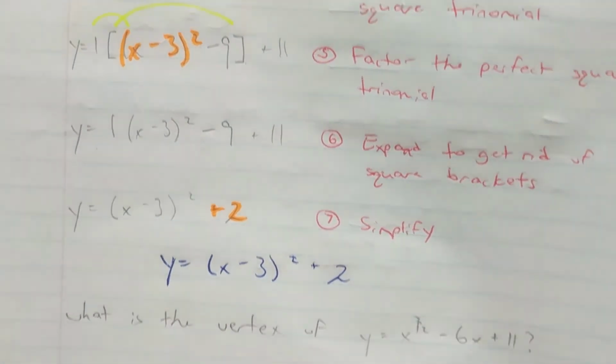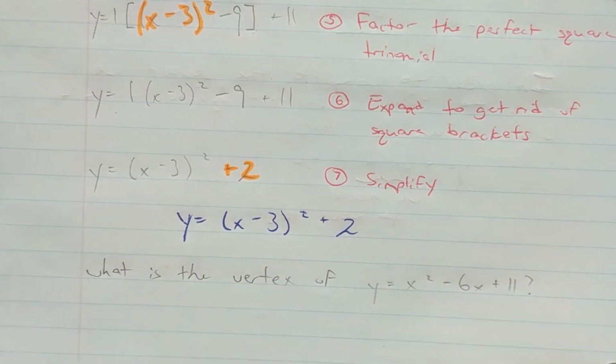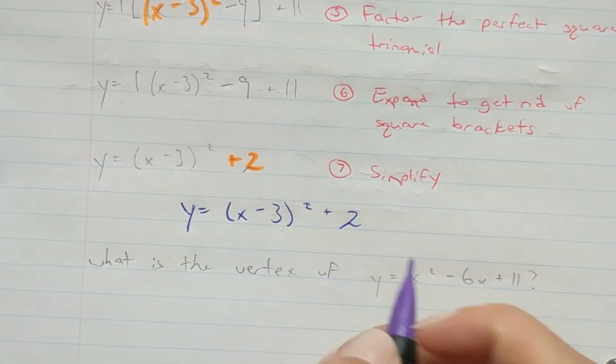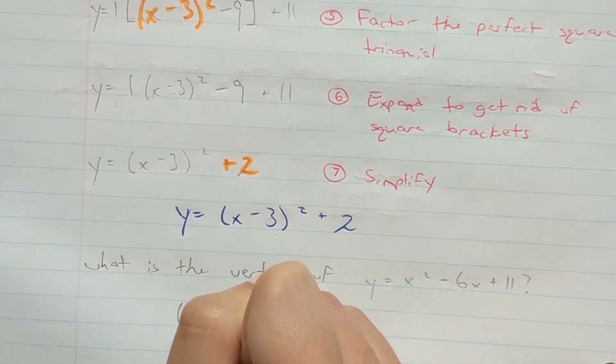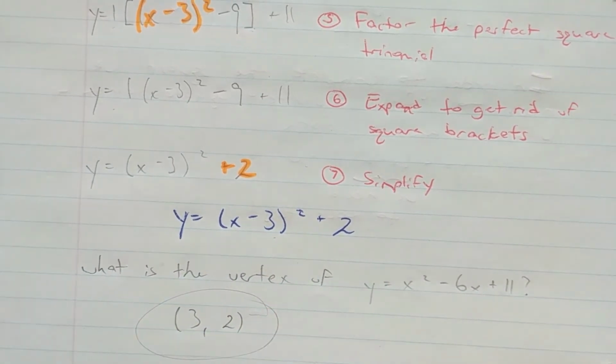And so what is the vertex of my parabola? This is the original parabola we started with. Well, my vertex is going to be located at (3, 2). We got that straight from our vertex form. Okay? It's a lot of steps to remember, but really once you get the hang of it, it's going to be okay, and you will really know where to go and what to do.